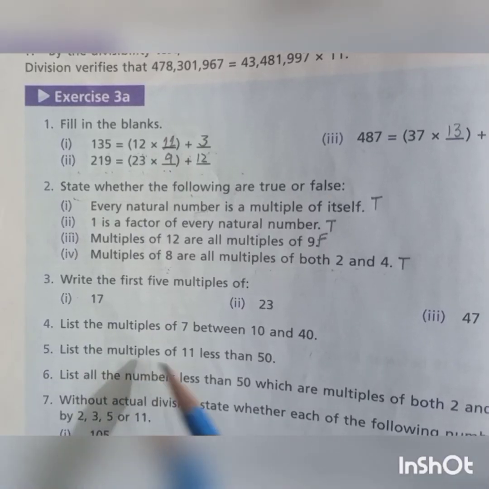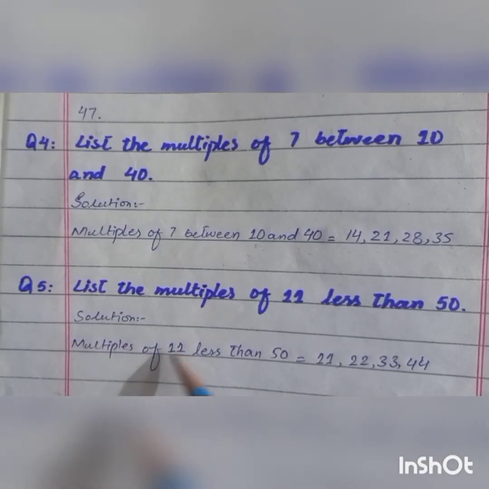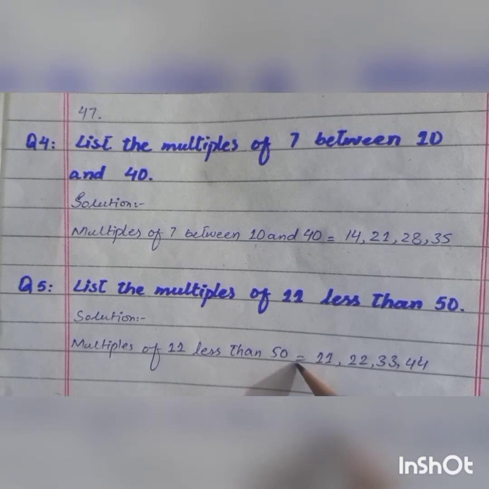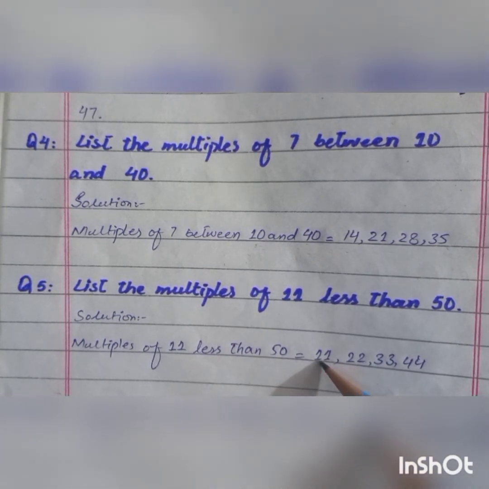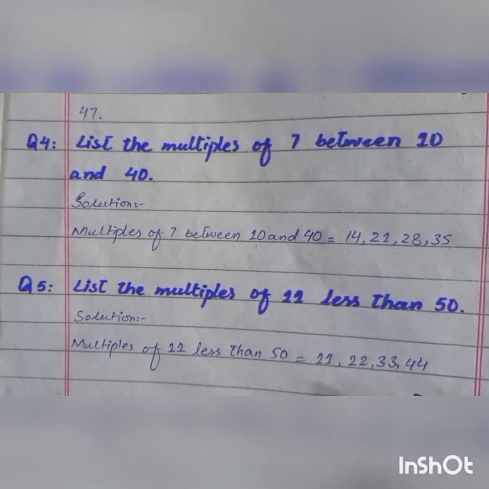Question number 5 is list the multiples of 11 less than 50. And the solution is, as we know, the multiples of 11 less than 50 are 11, 22, 33, 44. These are the multiples of 11 less than 50.